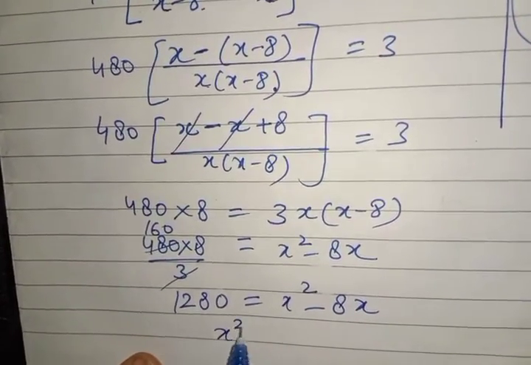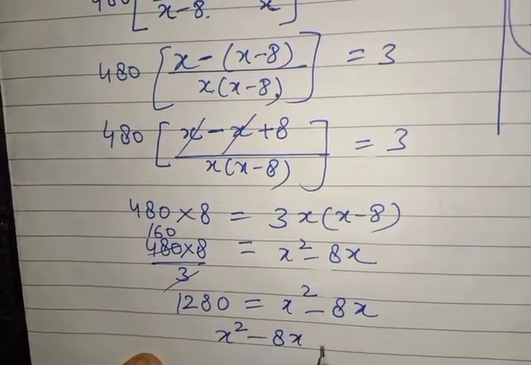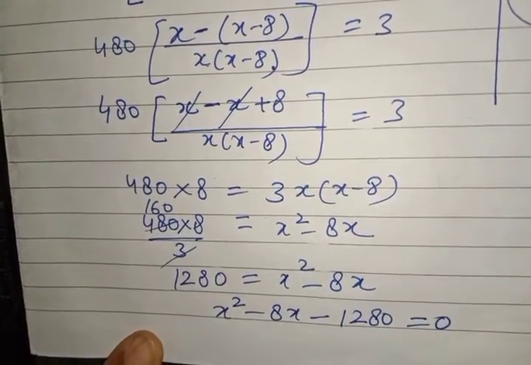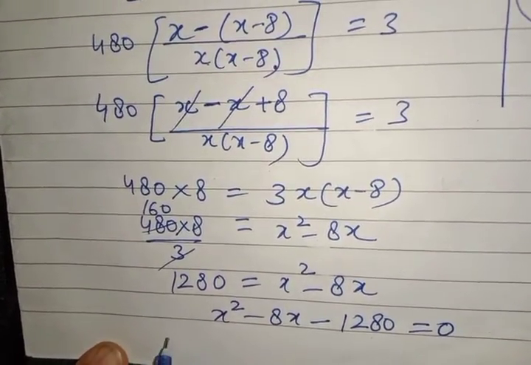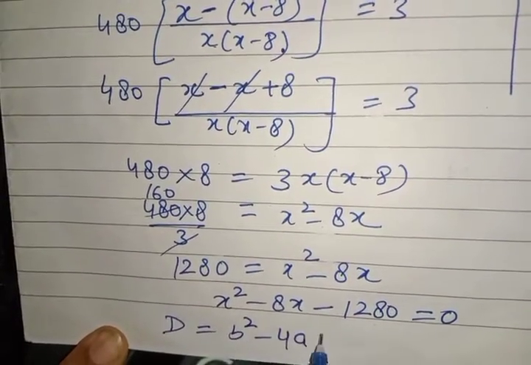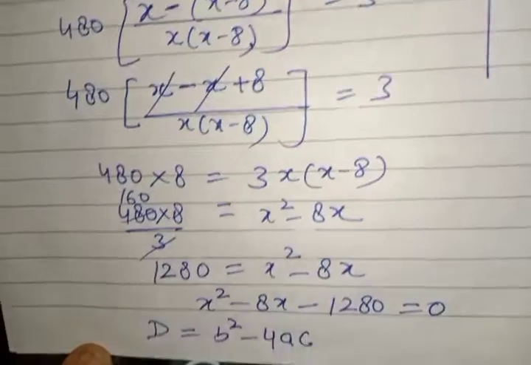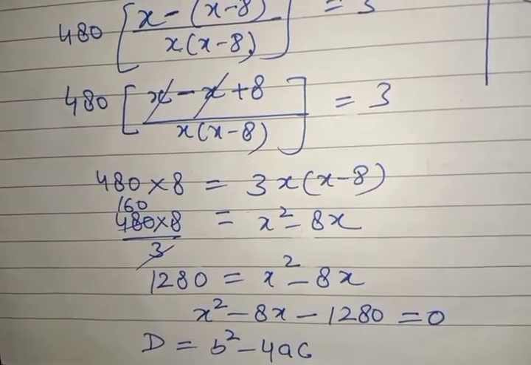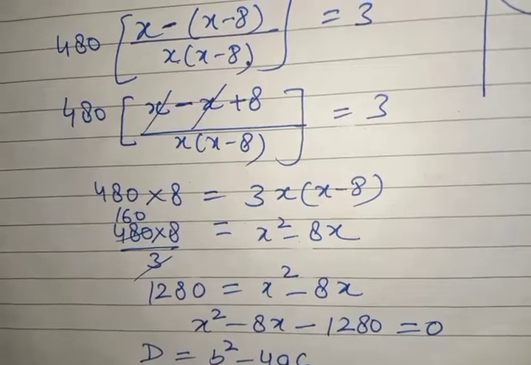So the final quadratic equation is x square minus 8x minus 1280 equals 0. Now you can apply the quadratic formula, which is b square minus 4ac, and you can solve it easily. All of you know how to solve it. So this is the first and the most important question of the NCERT book.